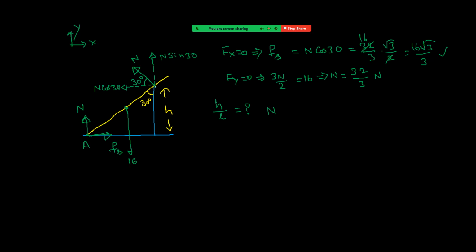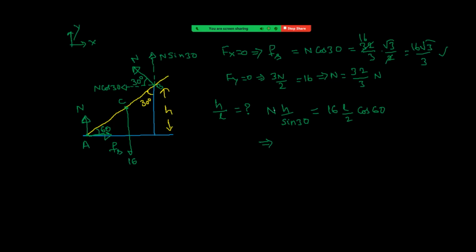So N into AB, suppose this is point B. What is the AB length? AB length equals h by sine 30, that means 2h. That is equal to mg, which is 16, into the perpendicular distance. This angle is 30, this is 60. Suppose this is C. AC value is L by 2, and we want this length. This length is L by 2 cos 60.